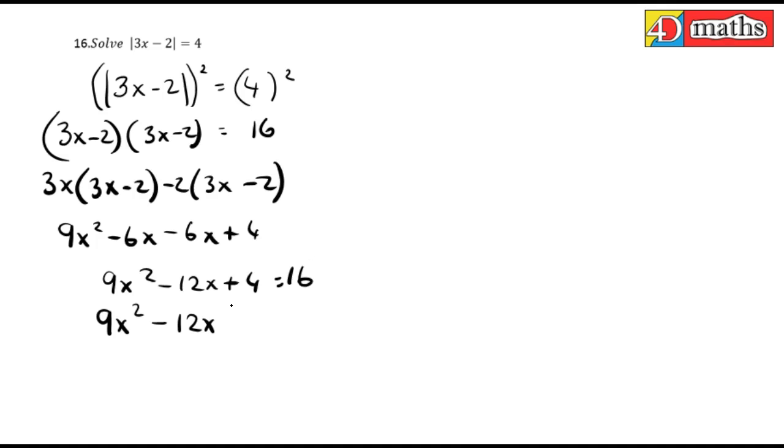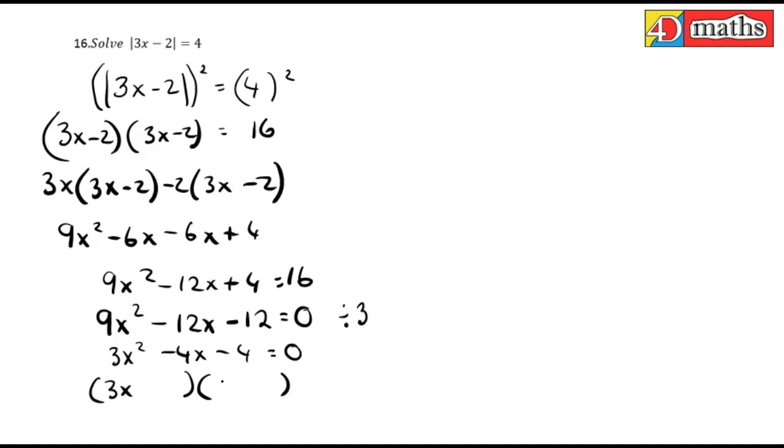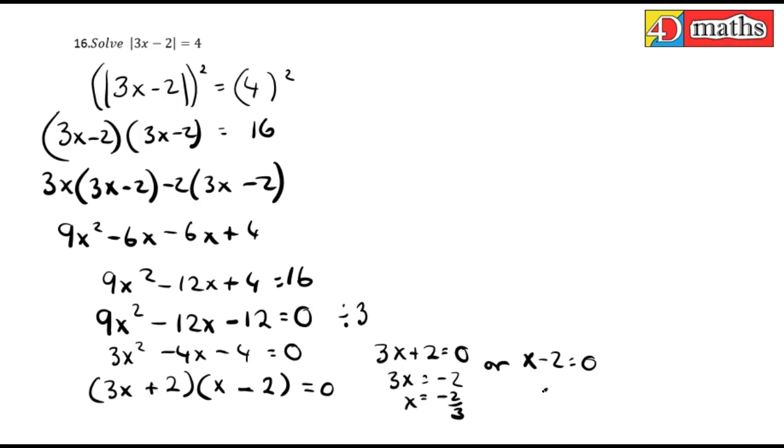Now if you bring the 16 over here, it will become minus 16, so that would become 9x squared minus 12x minus 12 equals 0. Divide across by 3, you get 3x squared minus 4x minus 4. If you use the guide number on that, okay, I'll just do it the quick way. 3x and x, 2 and 2, so it's minus 2 and plus 2. You get these two factors, so you let these two factors equal 0. So 3x + 2 = 0 gives x equal to minus 2 over 3, or x minus 2 is equal to 0, x is equal to 2. So that's one way of doing the question.